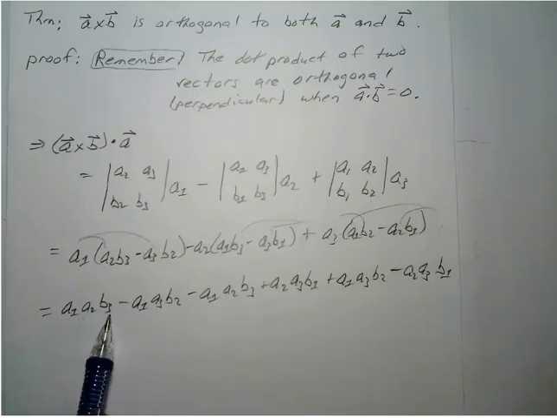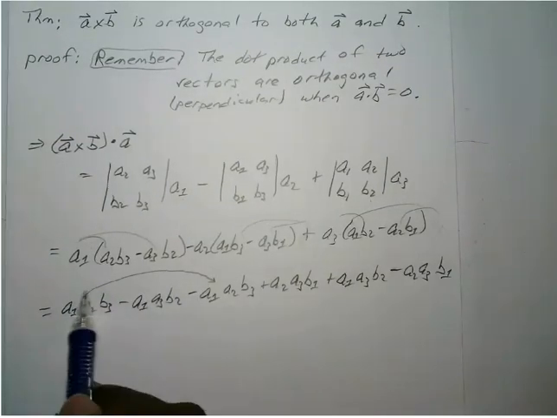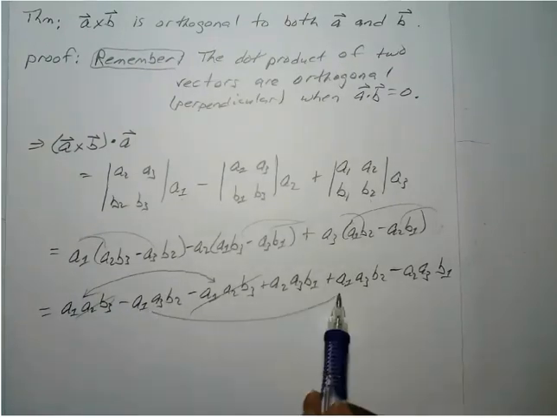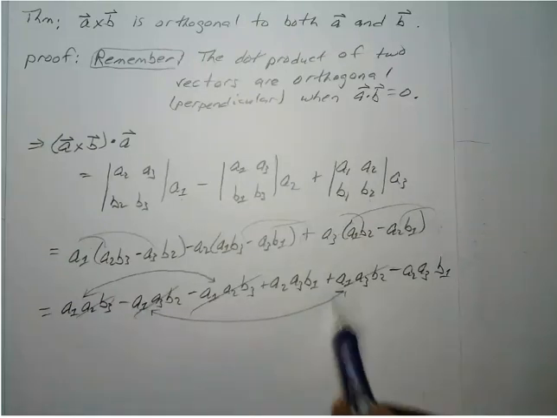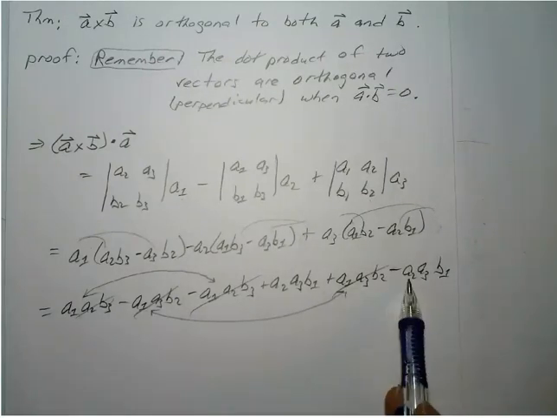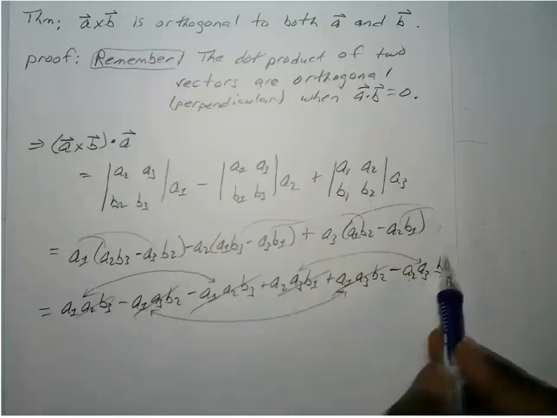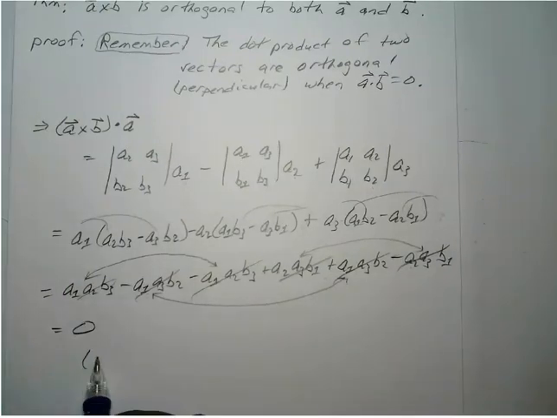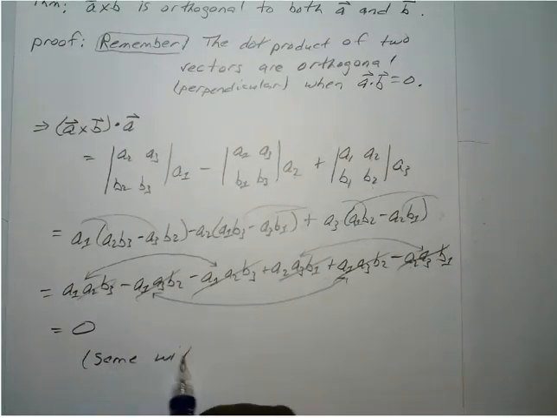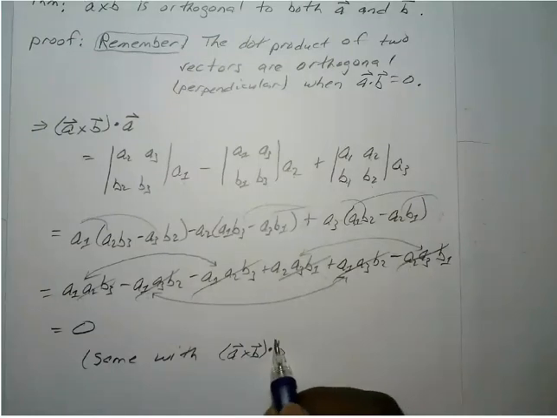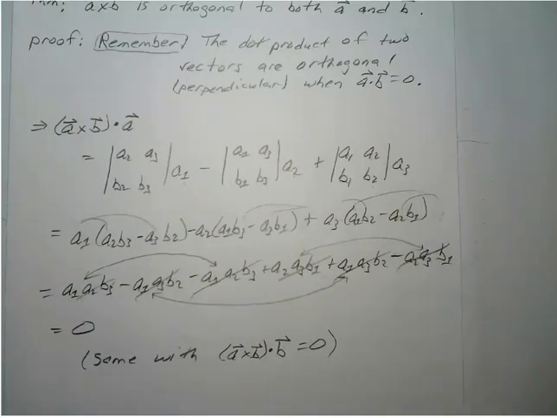All right, so now you have A1 A2 B3 minus A1 A2 B3, so those two cancel each other out. We have negative A1 A3 B2 and positive A1 A3 B2, so those cancel each other out. We have A2 A3 B1 minus A2 A3 B1, so those cancel each other out. So we end up with 0. Actually, it would be the same process with the cross product of A and B and the dot product of B. We'll end up with 0.